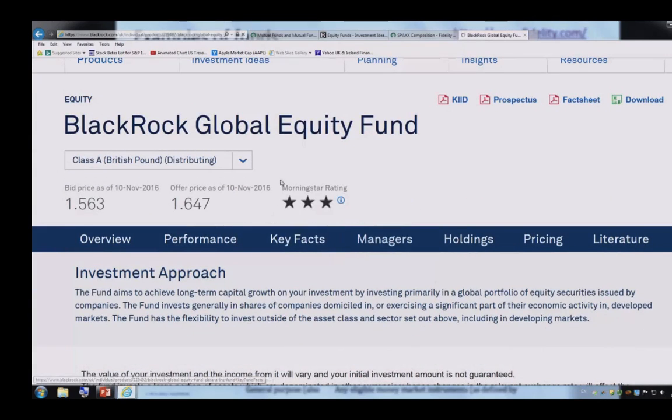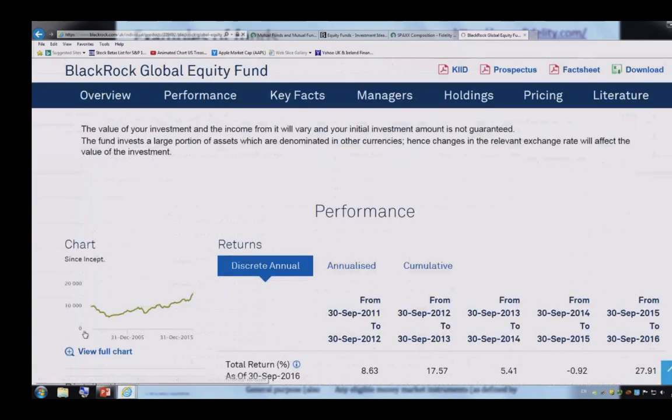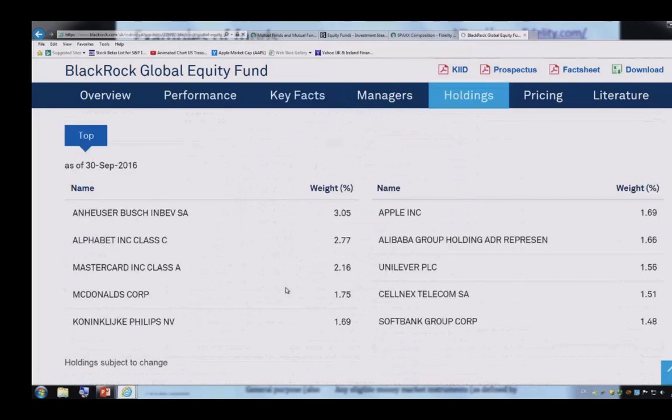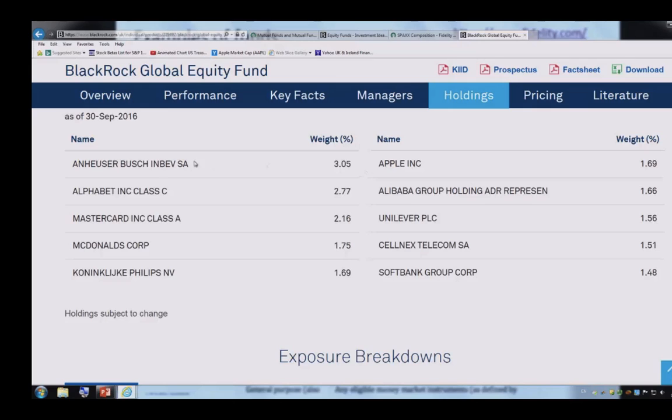This is one global equity fund. So this is the past performance. This is the composition. 3% in Anheuser-Busch InBev, 2% in Alphabet, that's Google, 2% in MasterCard, 1% in McDonald's, 1% in Philips, Apple, Alibaba, Unilever, and so on. Even these stocks together are less than 20%. So you can see that by buying this fund, you are diversifying your portfolio.